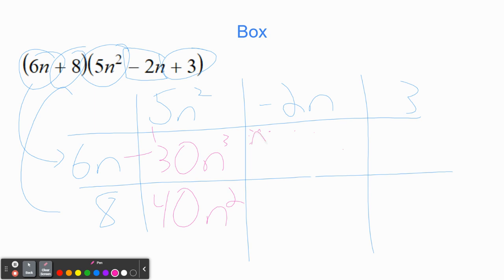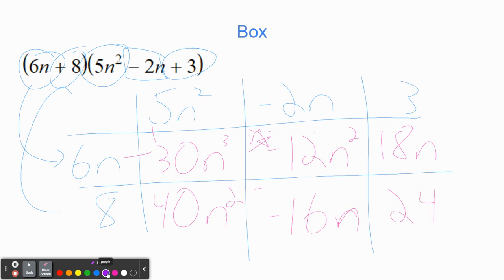All right, let's stay in this box. Negative 2 times 6 is negative 12n squared. Good. Moving down here. Now I can do my negative 16n. I jumped ahead there a little bit. 3 times 6n is 18n. And 3 times 8 is 24.